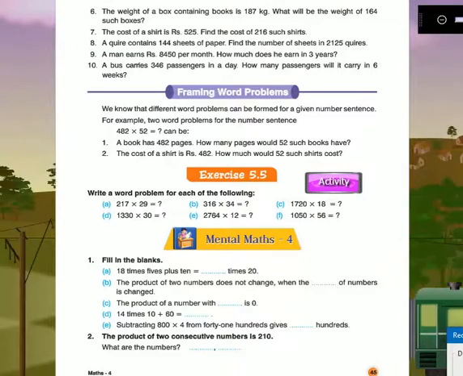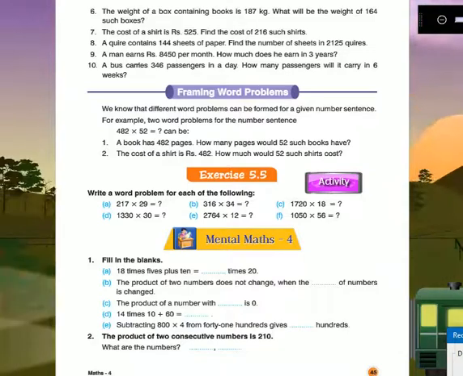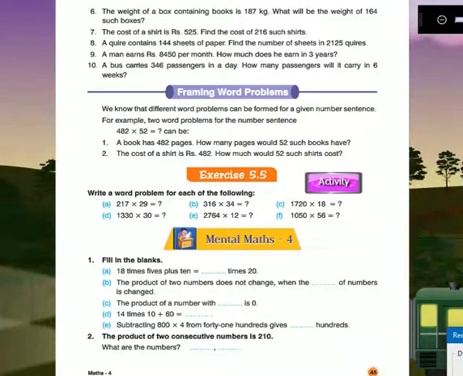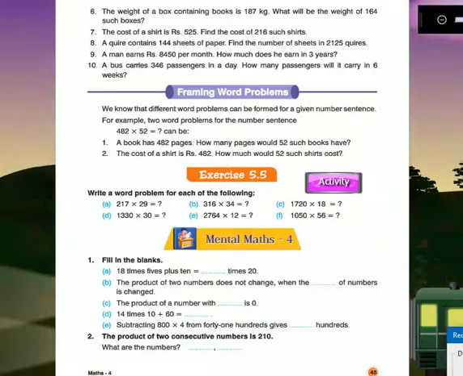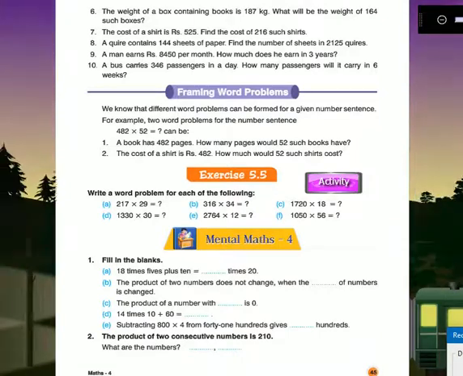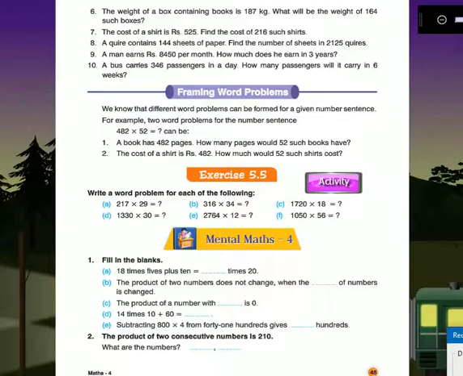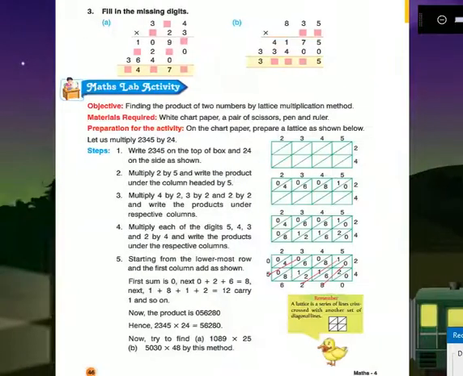Mental Maths 4. Fill in the blanks. The product of 2 consecutive numbers is 210. What are the numbers? Fill in the missing digits.